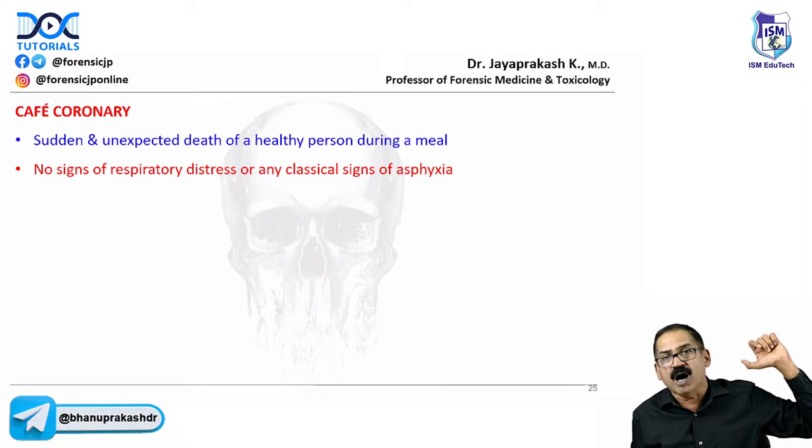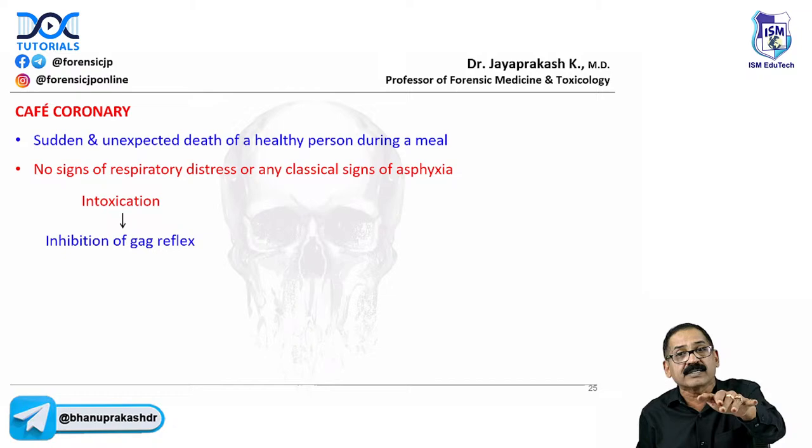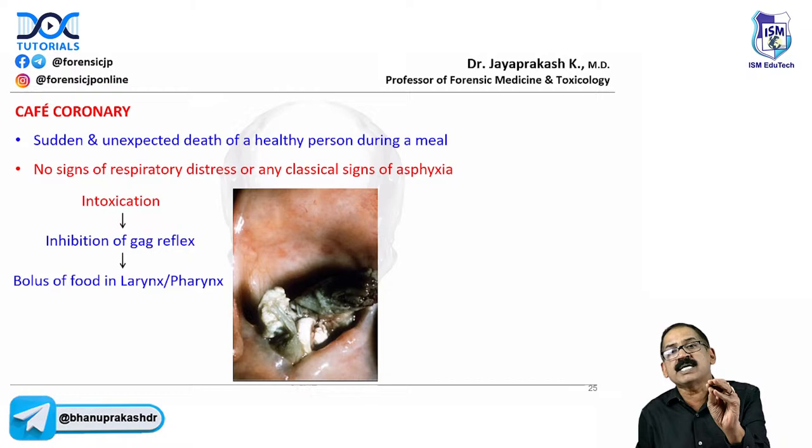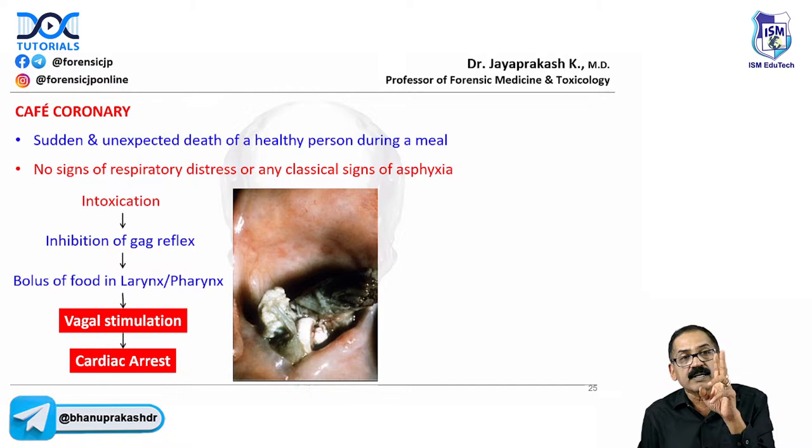It is normally seen in intoxicated people. Normally, whenever food enters your larynx, you cough it out because of the gag reflex. But in intoxicated people, the gag reflex is inhibited. A bolus of food enters the larynx, which stimulates laryngeal nerve endings, which are supplied by the vagus. Vagus is cardio inhibitory and the person dies of cardiac arrest. That is cafe coronary.